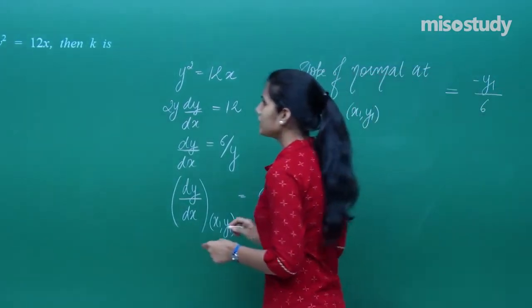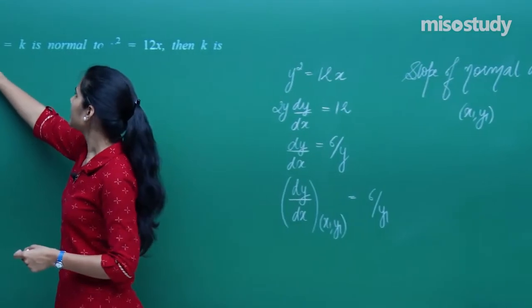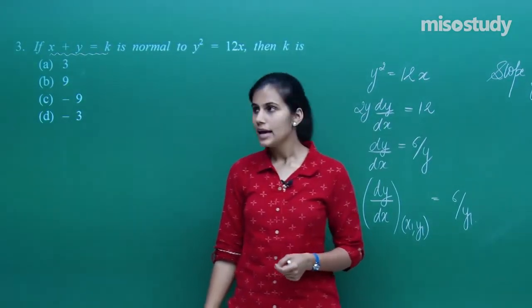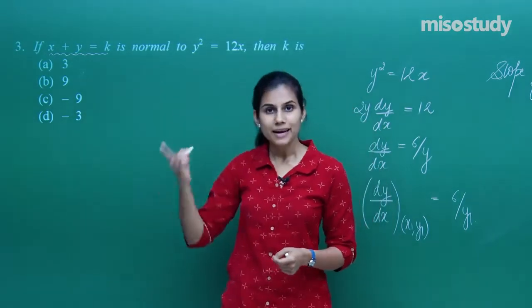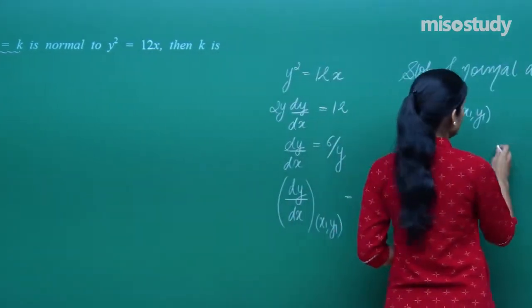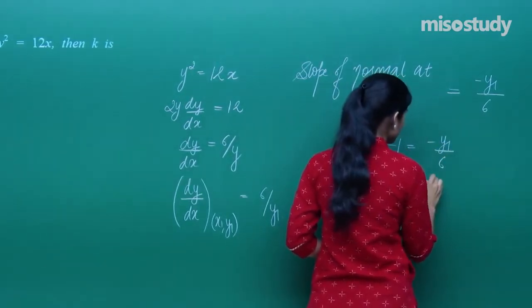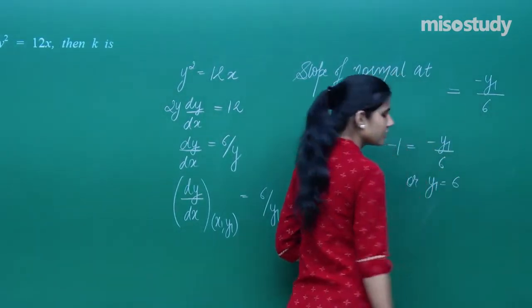But normal is already given to you as x plus y equals k. You know that minus of coefficient of x upon coefficient of y gives you the slope, and therefore slope of this line is minus 1 upon 1, which is minus 1. So you get minus 1 equals minus y1 by 6, or y1 equals 6.